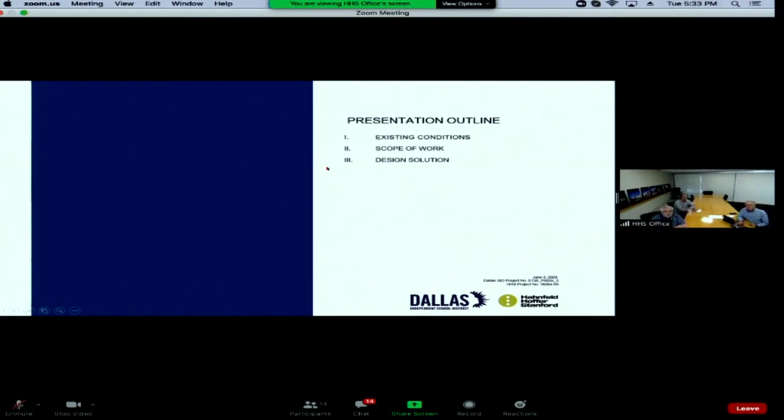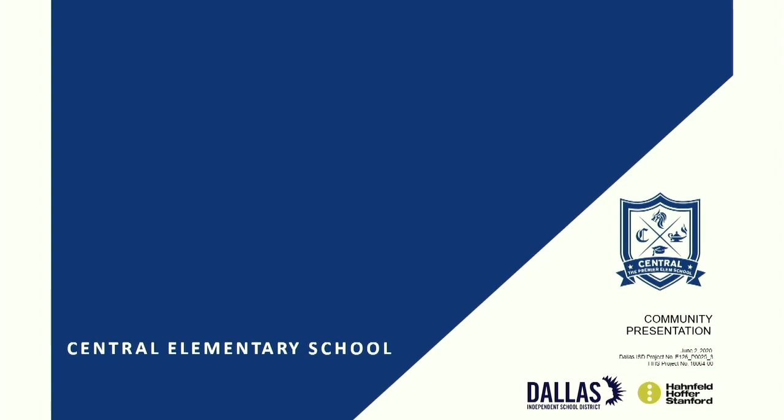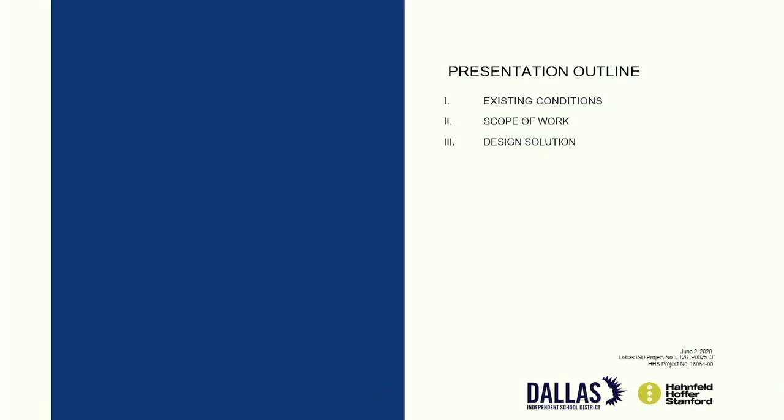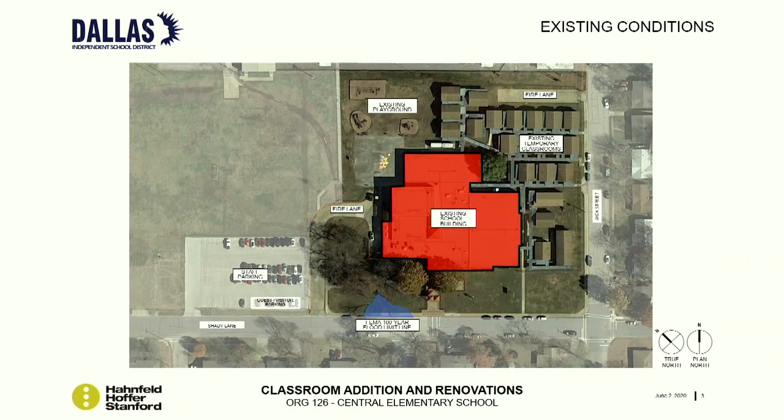Our presentation will first go through the existing conditions on the site, and then the scope of work and our design solution for the project. This is your existing campus right now. The existing school is in the red area, the red building there. The multiple portable buildings you have are where it says existing temporary classrooms. The playground is on the north side of the building, along with the fire lane. Entry comes in from the bottom, or the west side of the campus.